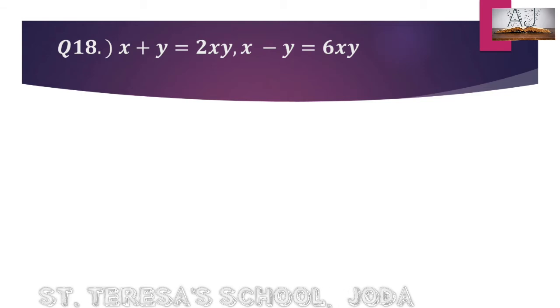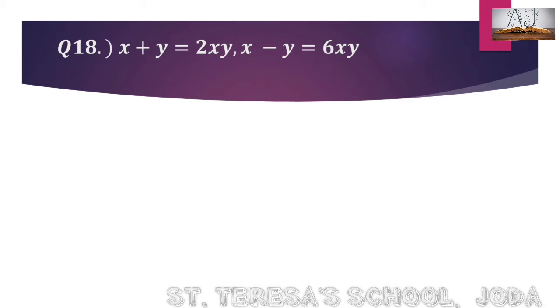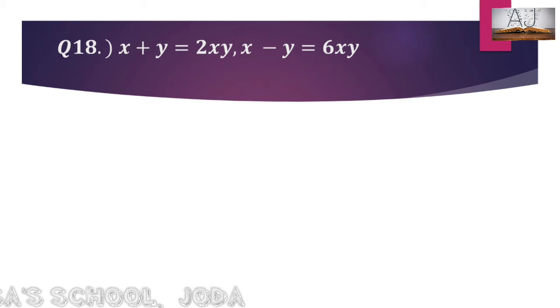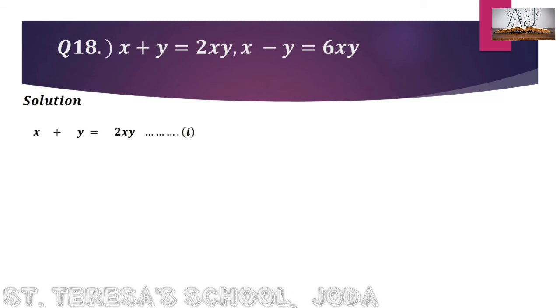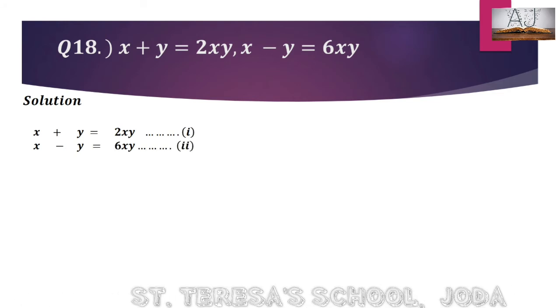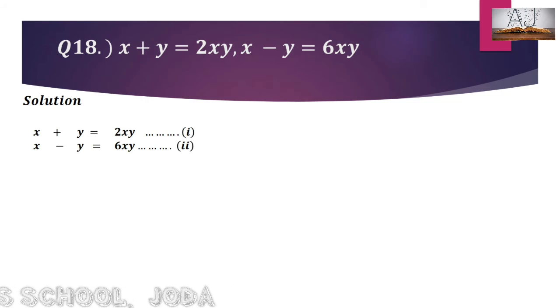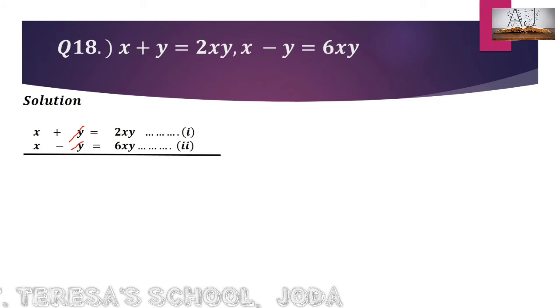Question 18 looks something different. Okay, but the solution is very easy. x plus y equal to 2xy. No need of taking any a, b or dividing. Okay, you can divide both the sides by xy also, but it's not required. So this is the first equation, this is the second equation. Now already we have plus y and minus y here. If it is not, we'll have to multiply something, but here we already have plus y minus y. So by the addition method, plus y minus y gets cancelled.